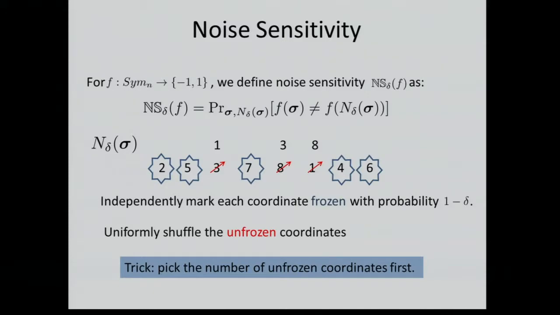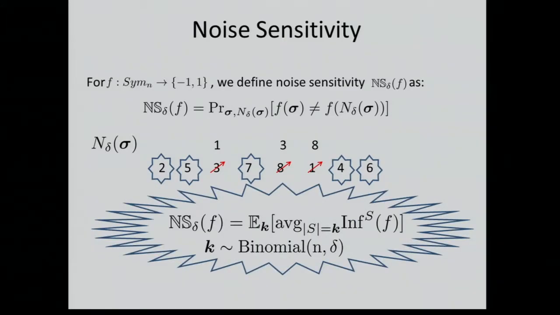Now if we want to get an expression for this, let's pick the number of unfrozen coordinates first and see what happens. Well, then it really becomes just the influence of a set. And so the noise sensitivity is really just the expected influence of a set. K here is then drawn as a binomial because we're taking each of these coordinates to be unfrozen.